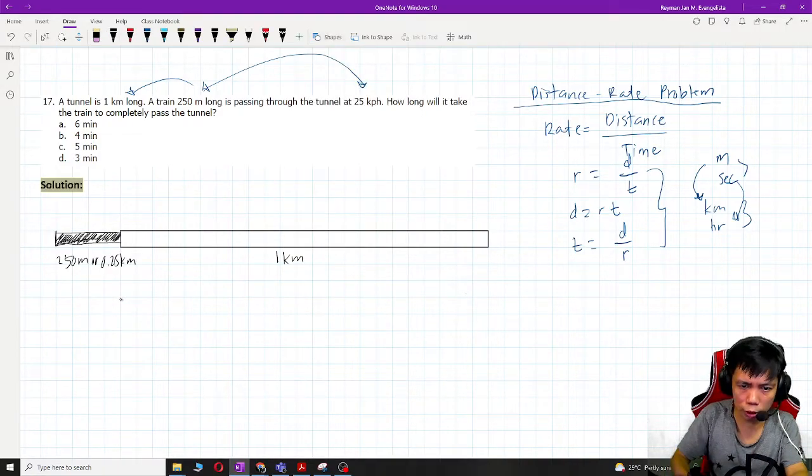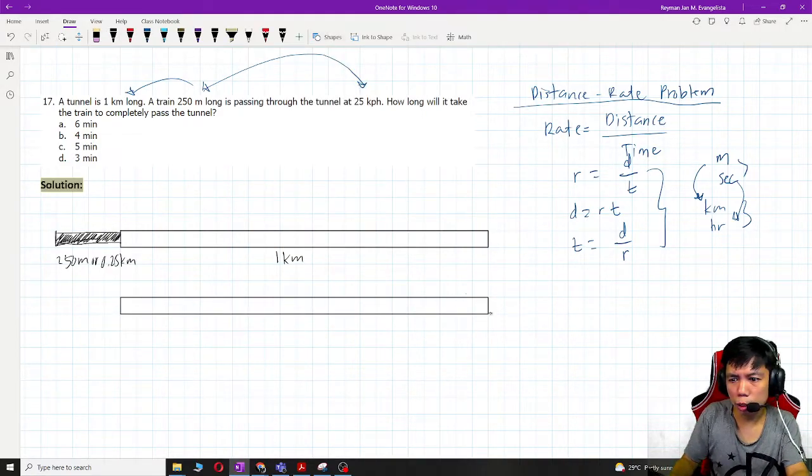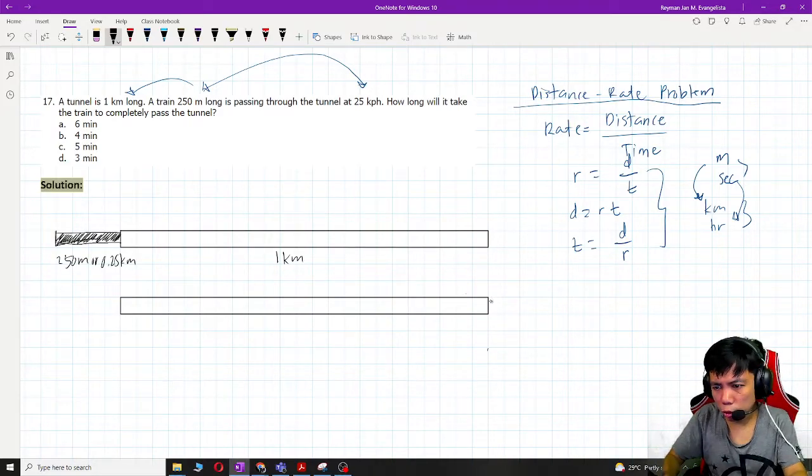so ito na yung ating magiging scenario na. Okay, ilan yan? Apat na. So, andito na guys yung tunnel. Ay, andito na yung train after some time. Okay, yan siya.